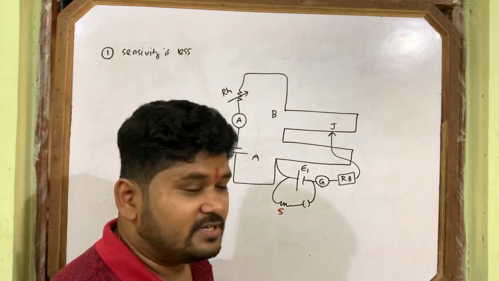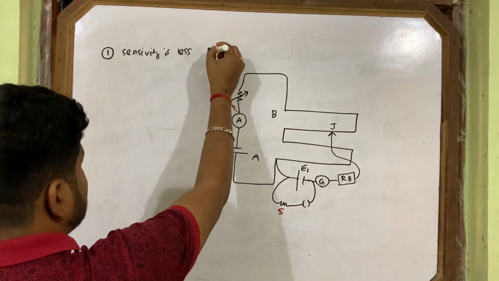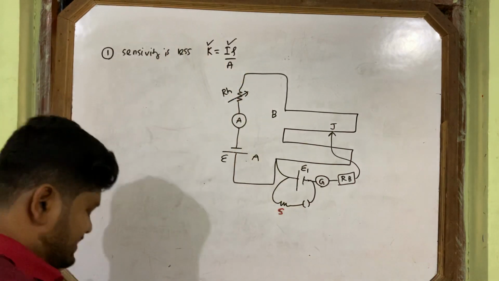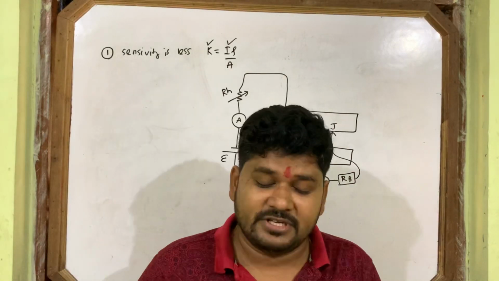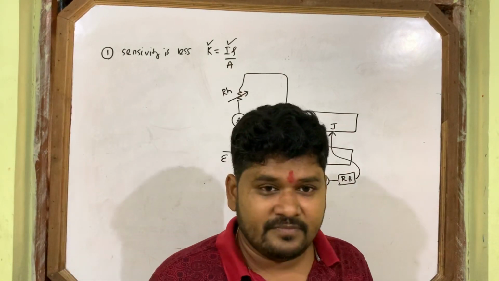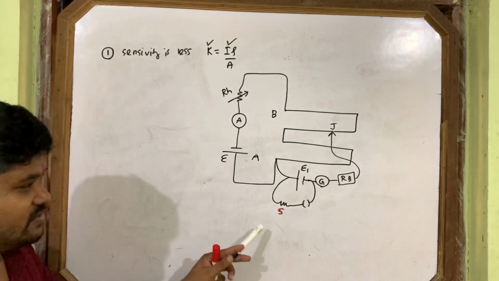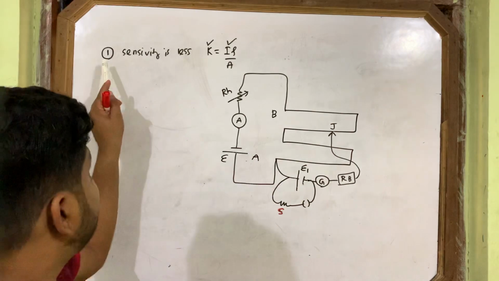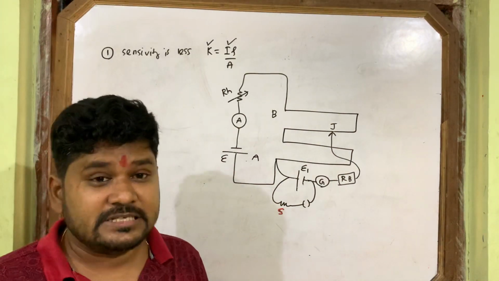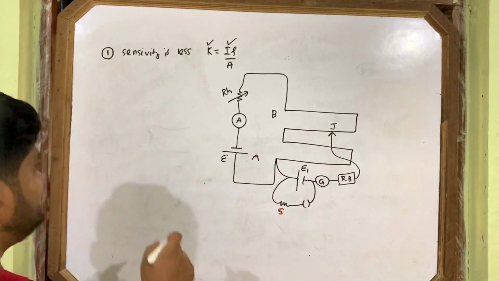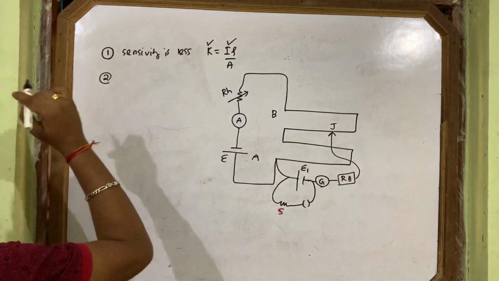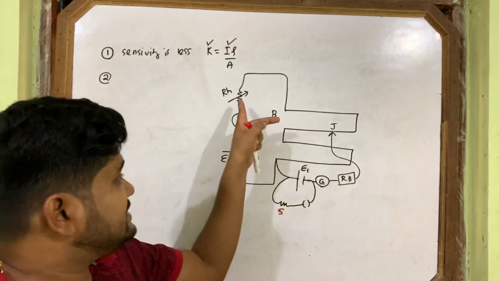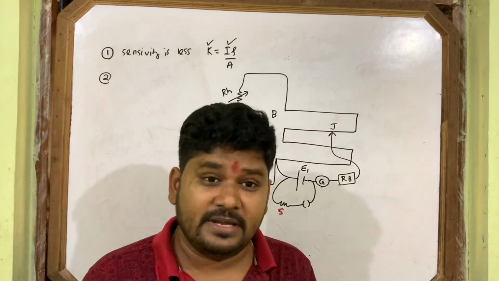If we increase this resistance, then the current decreases in the circuit and the potential gradient also decreases. Potential gradient K is equal to I rho by A. Current decreases, so potential gradient decreases. If potential gradient decreases, then the potentiometer will be more sensitive. If it cannot measure and is showing one-sided deflection, now it can measure. If you increase this resistance and now the balance point is coming, then it's okay.